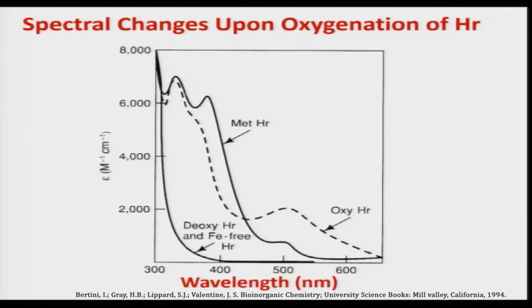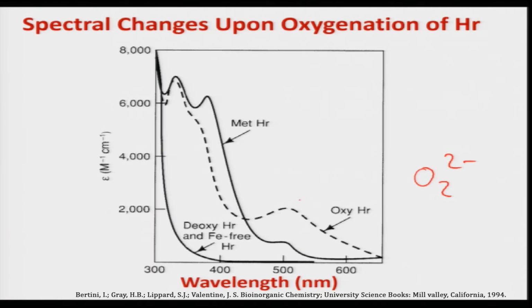Here I am showing the spectral change upon oxygenation of hemerythrin. Met-hemerythrin means oxidized, in iron 3 form, however without dioxygen coordination. In Oxy-hemerythrin it is also iron 3, but with oxygen bound, of course in O2 2 minus form. So, this gives a remarkable shift of its UV visible spectrum.